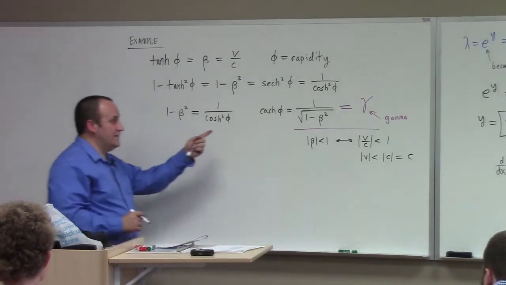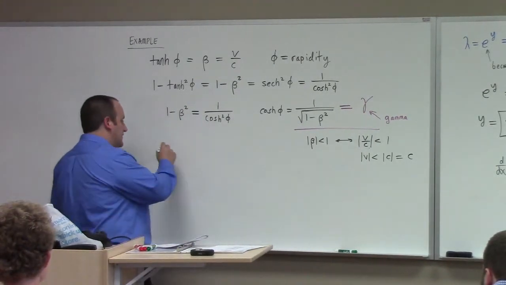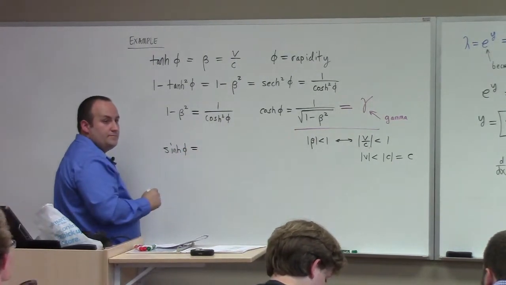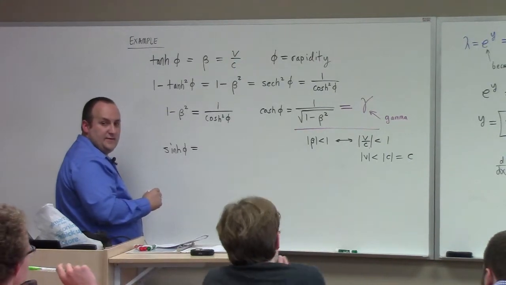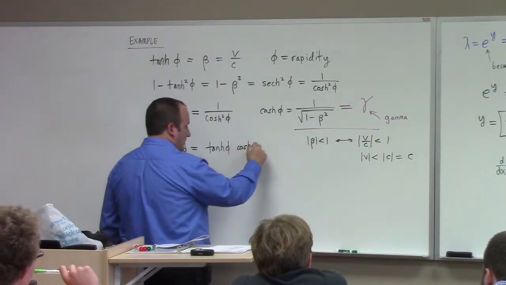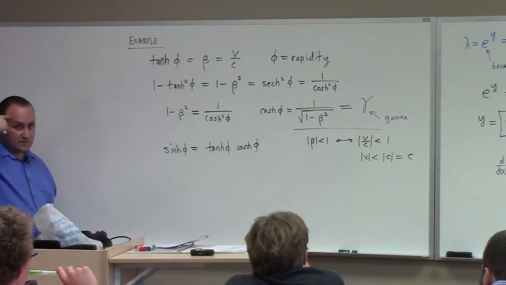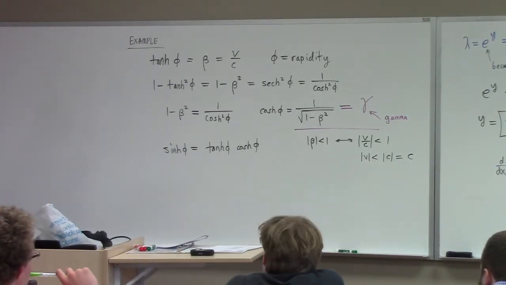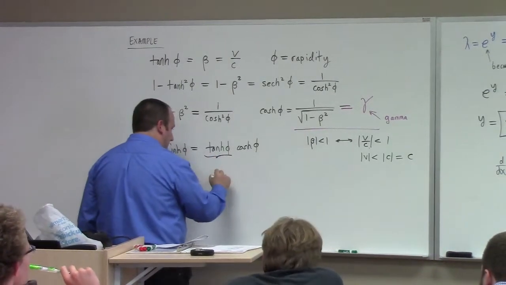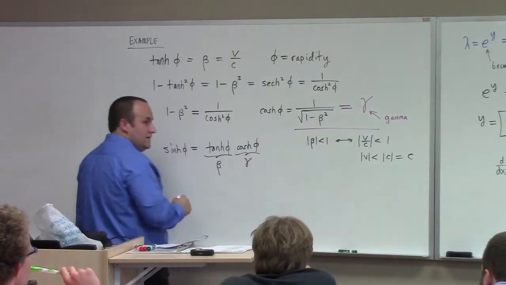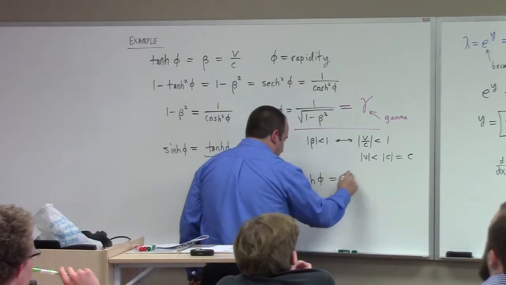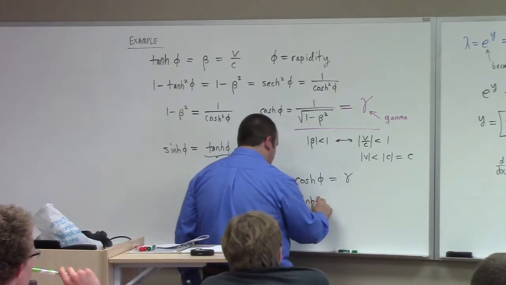So cosh phi is gamma. What's sinh phi if cosh phi is gamma? Isn't it tanh times cosh? Does that make sense? If tanh is sinh over cosh, then tanh times cosh is sinh, right? But this is beta, and this is gamma. So there you have it. These are sort of the fundamental relations here. Cosh of phi is gamma, sinh of phi is gamma beta.